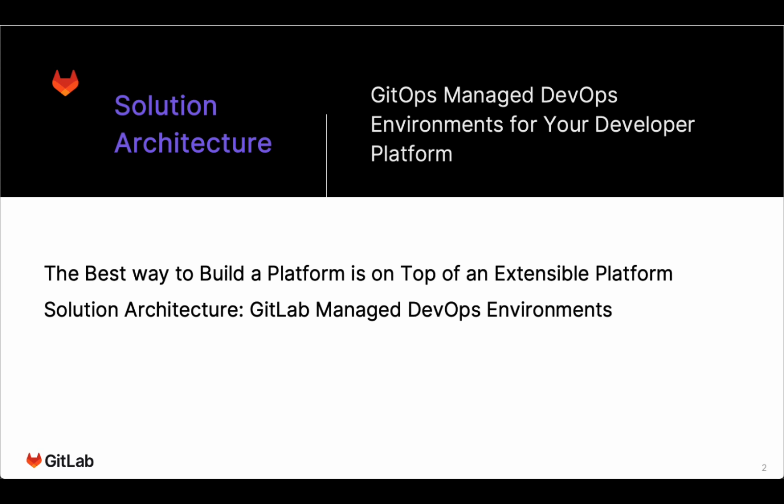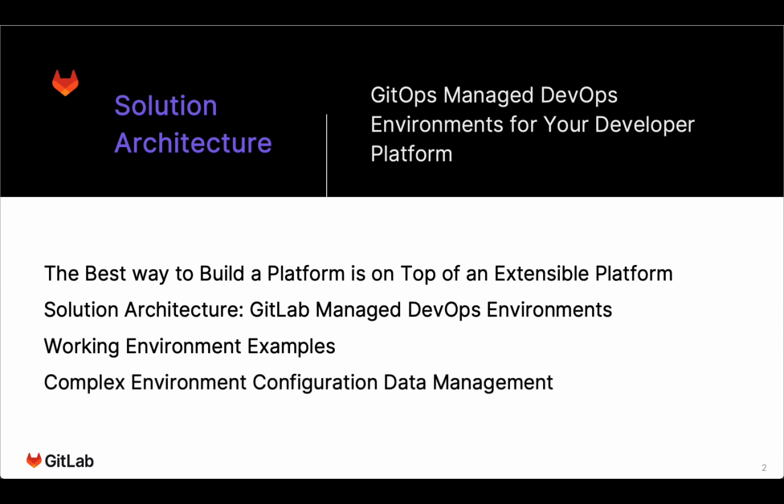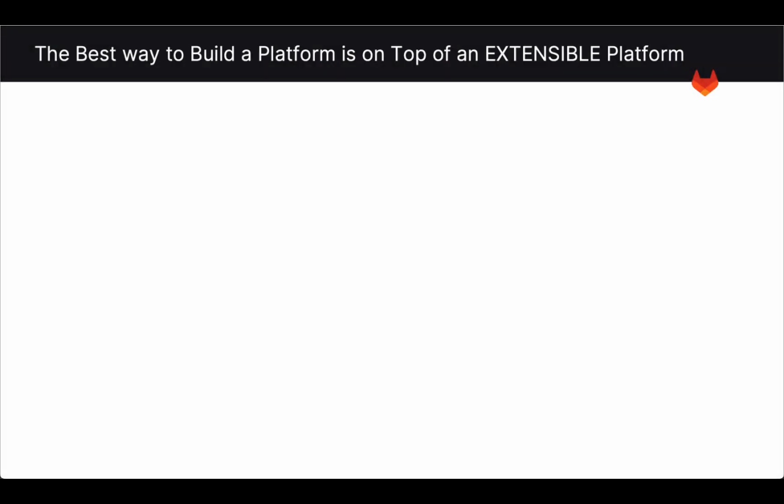And we'll be talking about all the things that you can do, sort of the art of the possible. But we'll also be backing that with some working environment examples. So you have two projects that you can use to deploy and to test out how this works. And then you can use those projects and the code in them to build it for whatever you want to use it for. Finally, we're going to touch on a related topic, complex environment configuration data management. Because this topic is so important to managing environments, we want to show you how that can be achieved in GitLab as well.